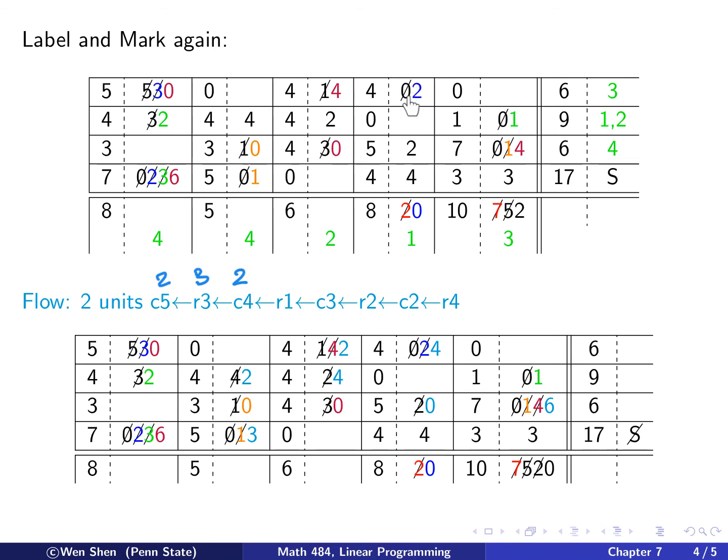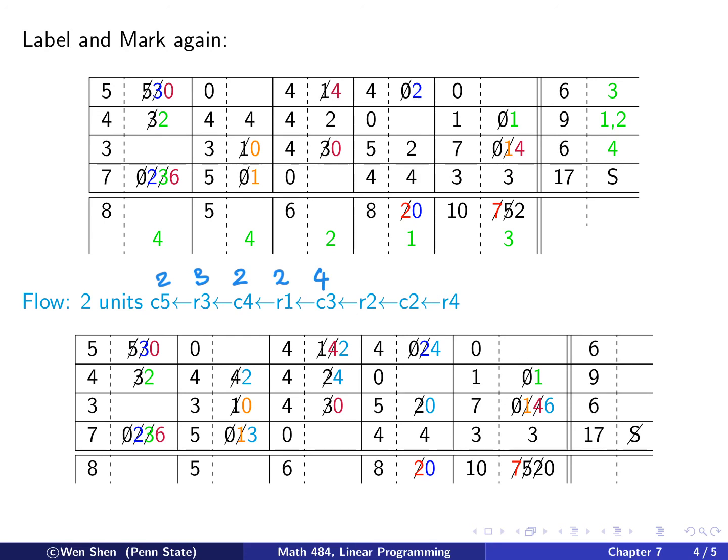How much can I increase here? 2 increase to 4. The maximum one can increase is 2. So I mark 2 here. All right. And then the next is column 3. So I move to column 3. How much can I decrease here? Here's 4. I can decrease it by 4 maximum. So this is 4.